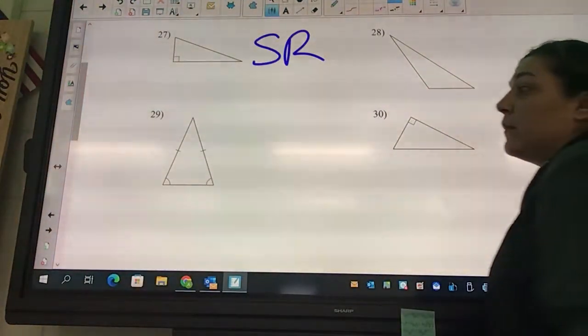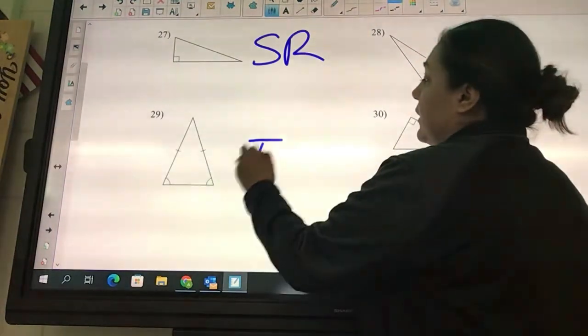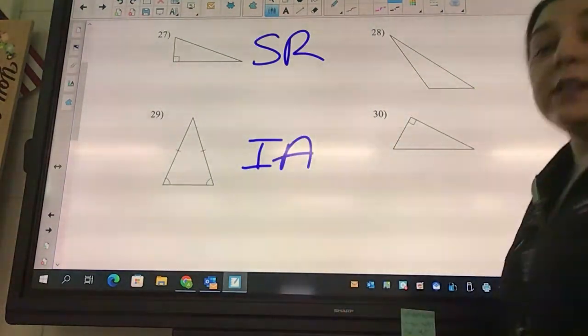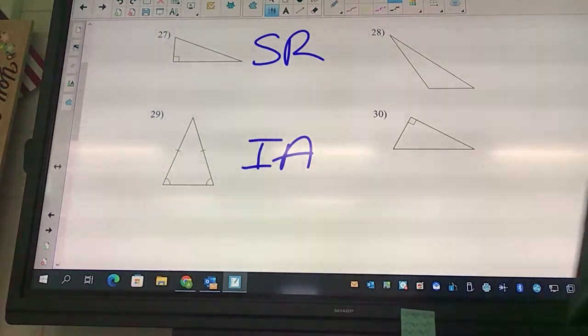29. Isosceles acute. Good. You guys got 15 of them to do on your own. Get them done and then turn it in.